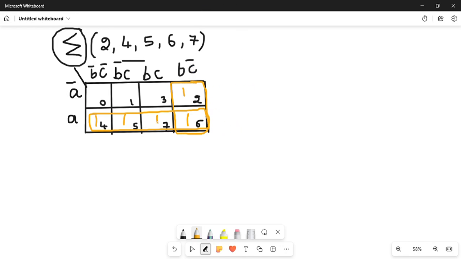Now your overlapping technique will come into the process. That means you can also make another group, say this one and this one. How can you make these two groups? Take a sheet of paper and try to draw this particular K map on it and cut according to this only.